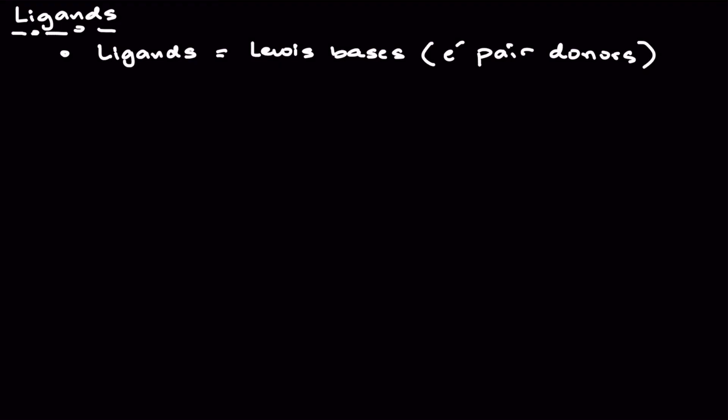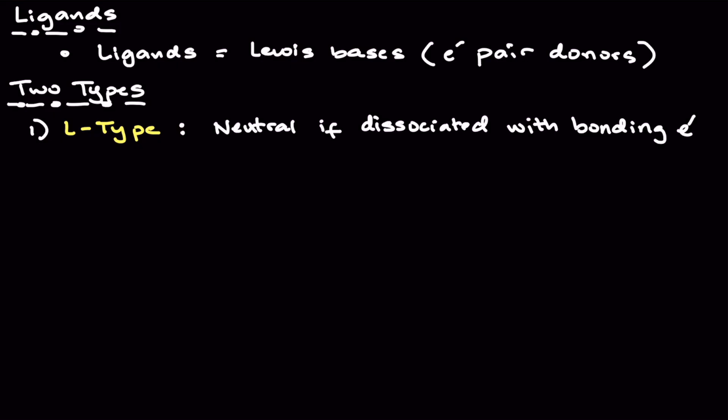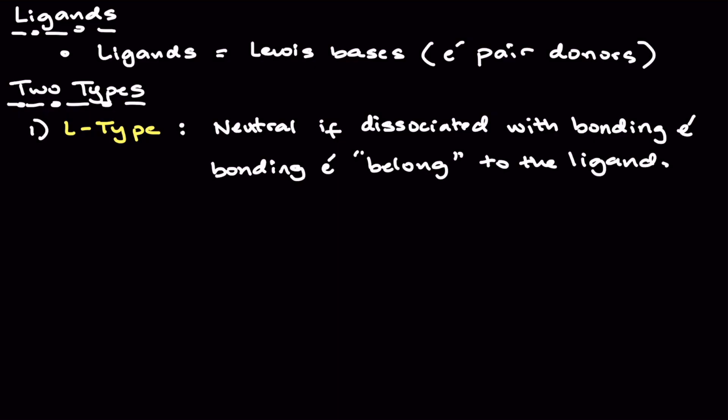Okay, so now let's move over to our ligands. We treat all ligands in organometallic complexes as Lewis bases, meaning these Lewis bases or ligands serve to donate electron pairs into the transition metal complex. There are two types of ligands. The first of which is called an L-type ligand. An L-type ligand is a ligand that if you hypothetically dissociate that ligand with the bonding electrons, so those two electrons that are used to form the bond to the metal, if you dissociate that ligand from the metal center, that ligand will be a neutral molecule. As such, when it comes to electron counting, we think about those bonding electrons as belonging entirely to the L-type ligand.